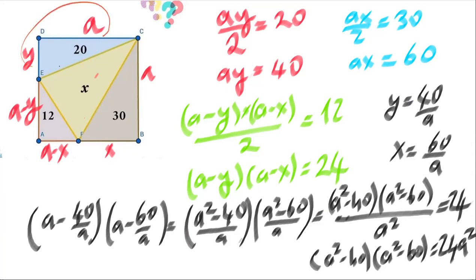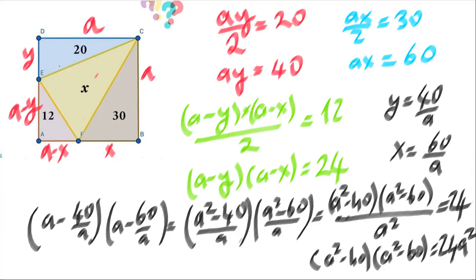For this triangle, we can write the area formula. A times Y divided by 2 is 20. So AY equals 40. This is the first equation. Likewise, for this triangle, the area equals height times base divided by 2. So A times X divided by 2 is 30. A times X equals 60. Right now we got two equations.